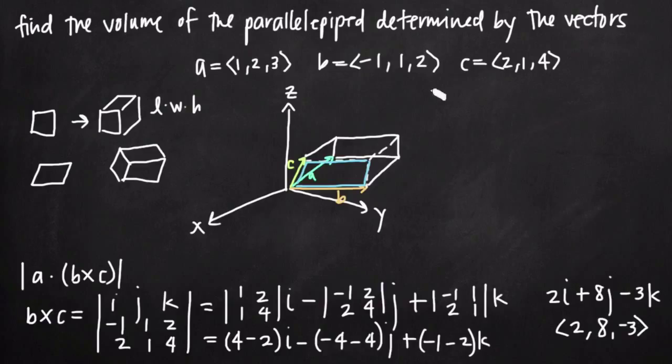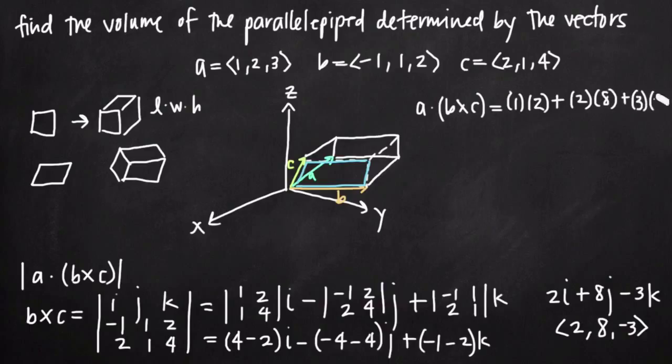Remember that for the dot product, all we have to do is multiply our corresponding components together and then get the sum of all of those products. So our x components are 1 and 2, so we multiply those together. Then we add to that the product of our y components, which are 2 and 8. And then add to that the product of our z components, which are 3 and negative 3. And then we just simplify.